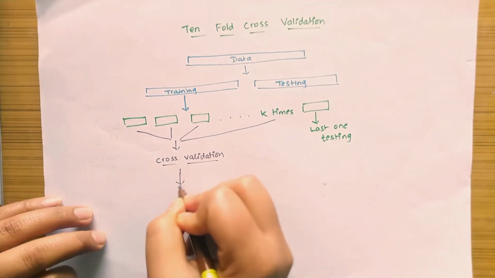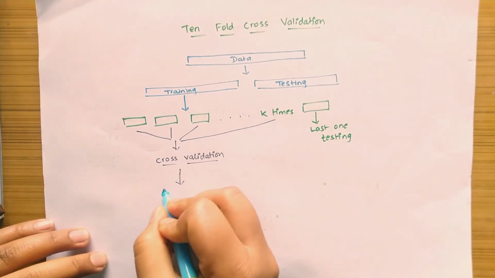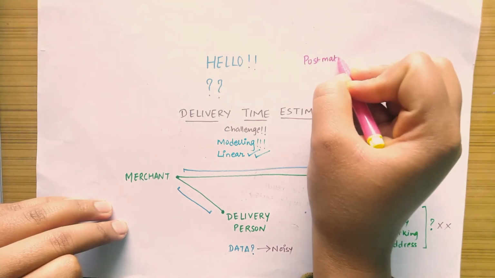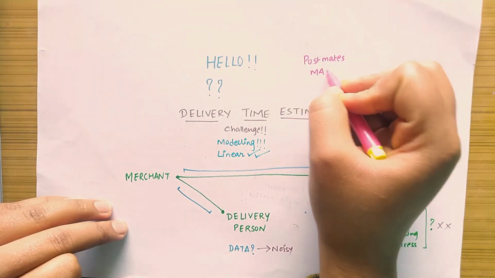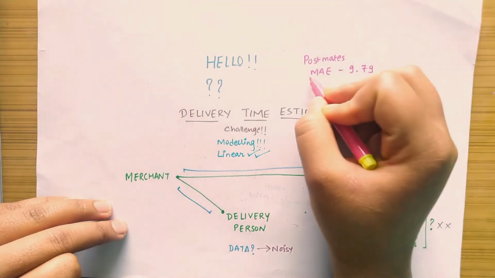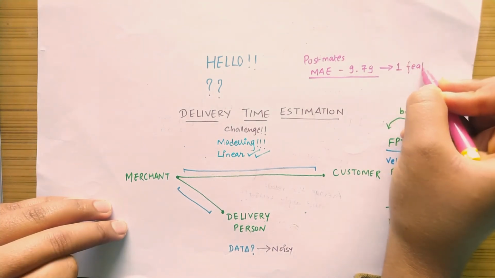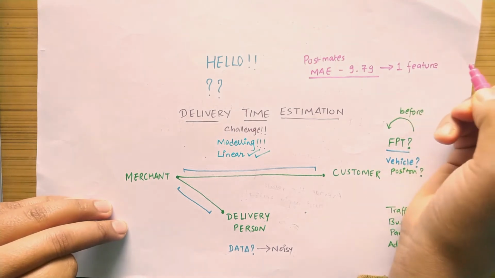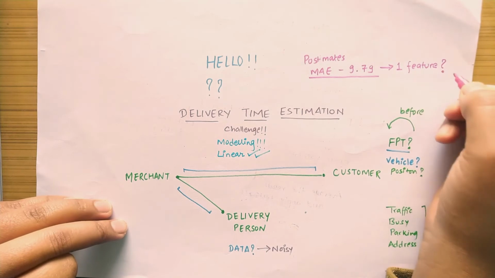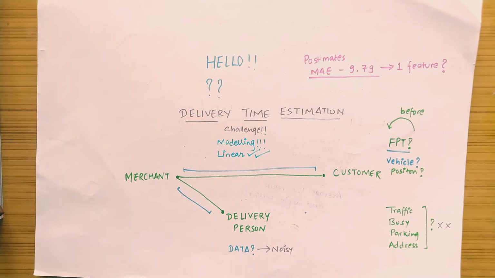And all of this process gives us an average error, that is, the time estimates are off by this many minutes on average. For Postmates, the MAE, mean average error, came out to be 9.79. This means that their time predictions can be off by approximately 10 minutes on average. Looking at it as a general individual, it looks pretty good, keeping in mind all the challenges.